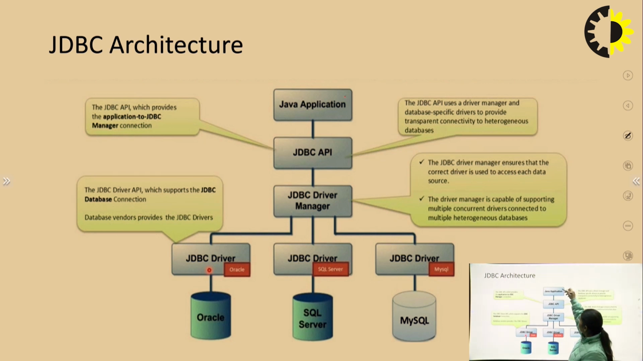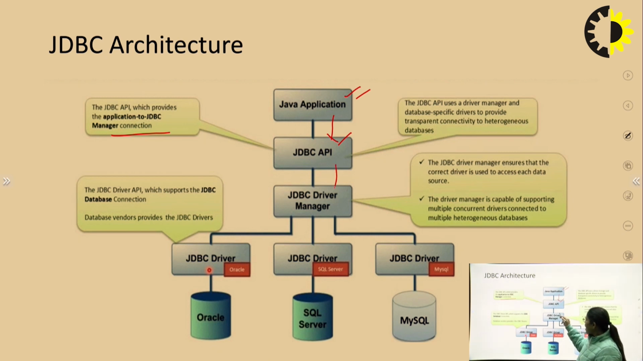First of all, we start with the Java application. What is a Java application? We have to write some program to connect with the database. We want to connect with the database, so we write the program here. Then there is a need for the JDBC API. The API provides the application to JDBC manager connection. So this JDBC API manager and the database specific driver provide transparent connectivity to the heterogeneous database.